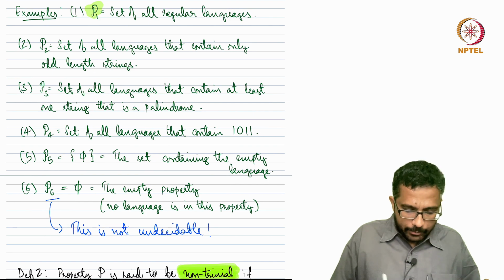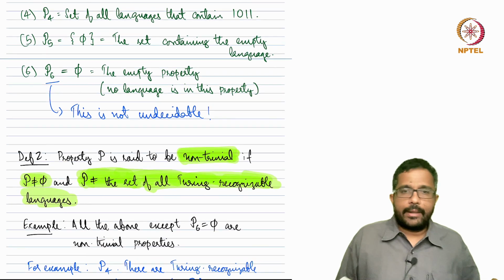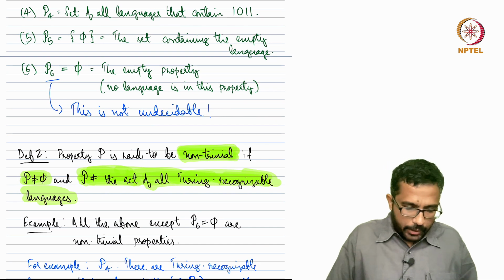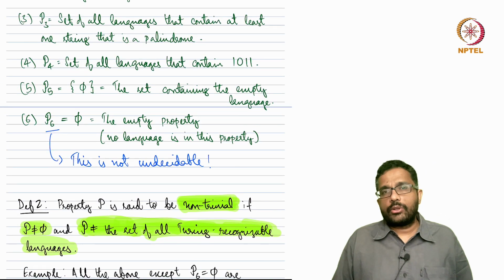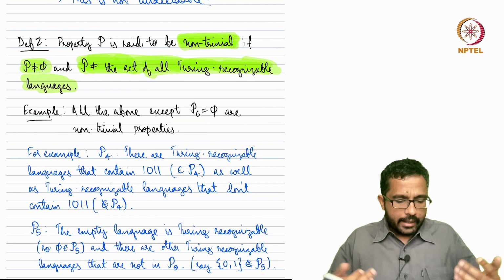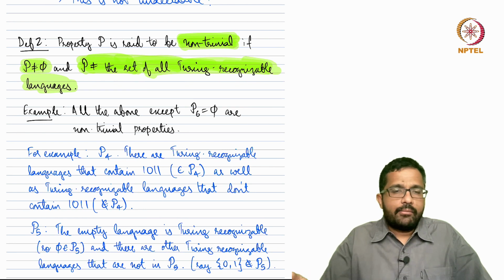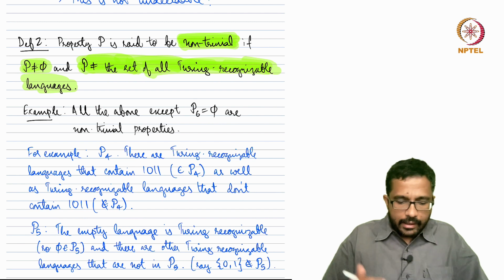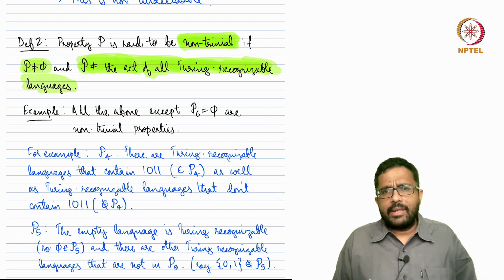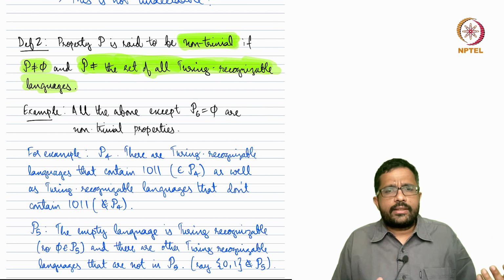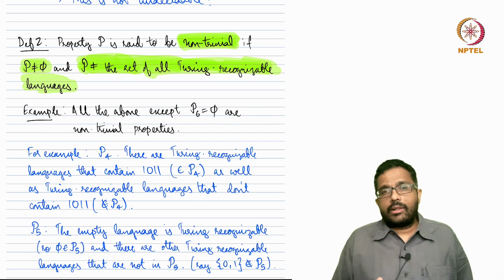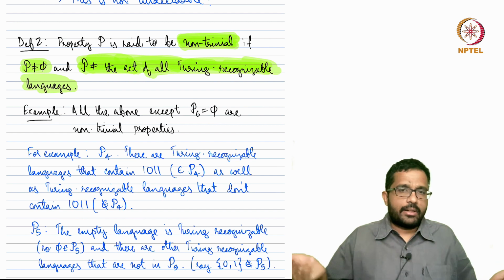So P6 is a trivial property because P6 is equal to empty, right? So P4, for instance, P4 is a set of all languages that contain 1011, right? So I can make a set of languages that are Turing recognizable, right? That contain 1011. You can easily make something, right? You can also make Turing recognizable languages that do not contain 1011, right? So you can have some other language, right?